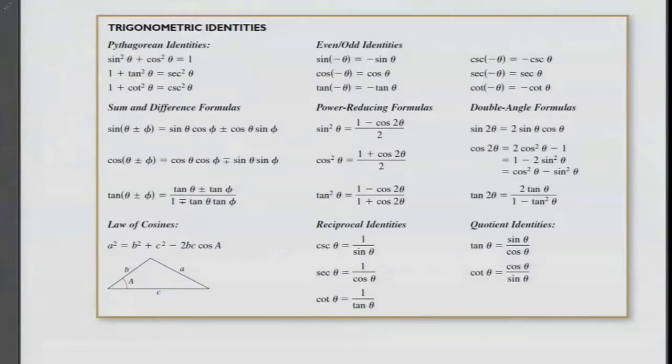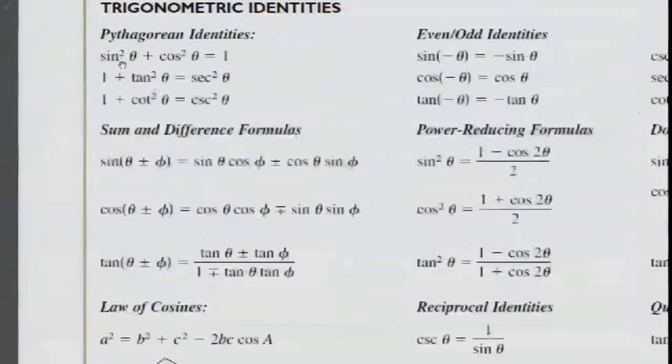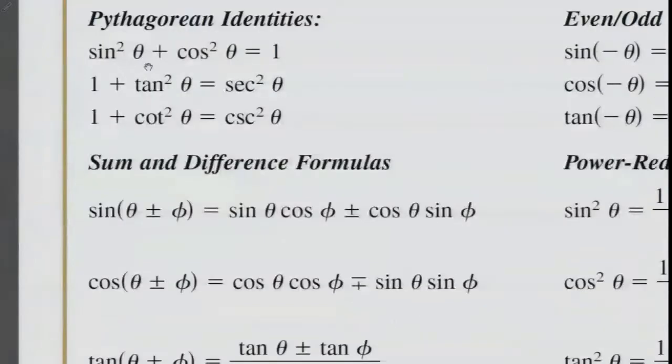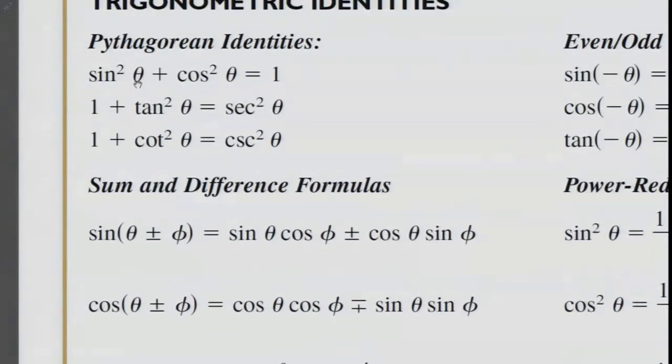Take a look at these. These are the common trig identities that we use in calculus. First set is the Pythagorean identities here. Sine squared plus cosine squared is equal to 1, and that's for, you notice the angle theta, so we could do the sine squared of 30 degrees, add the cosine squared of 30, you will get 1. These two are related to the original.